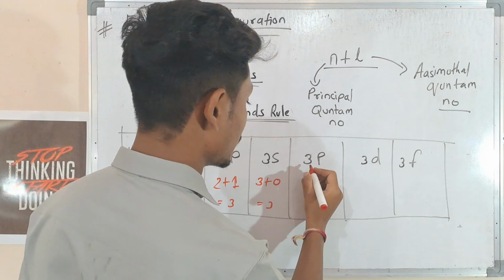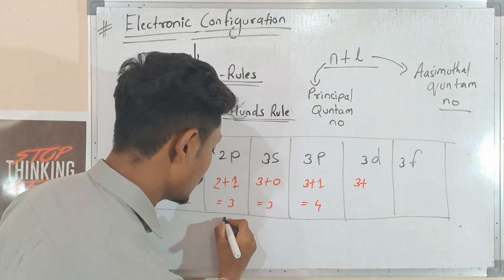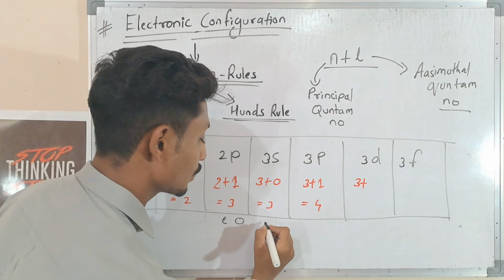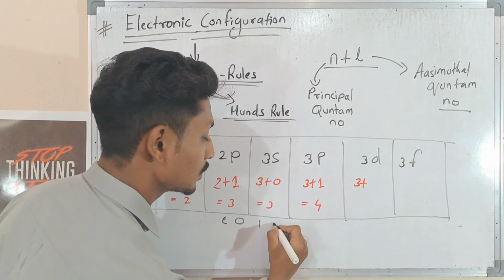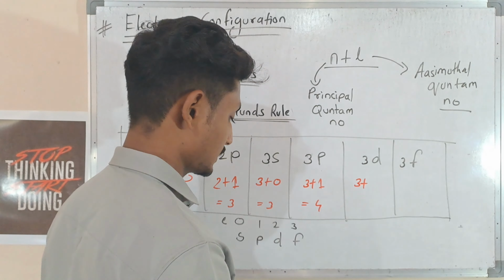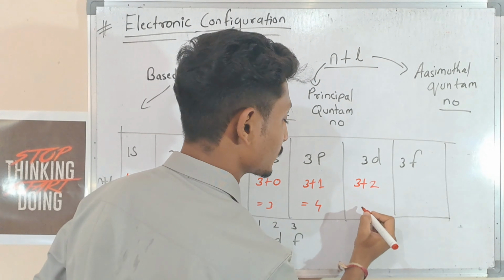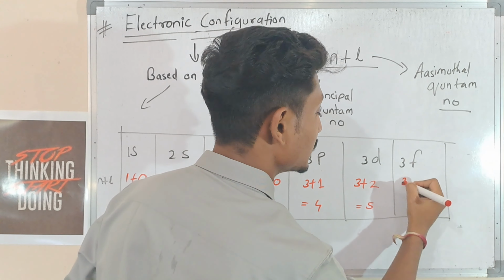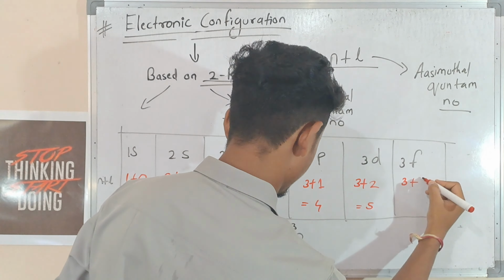3d is 3 plus d. You have to learn that l equals 0, 1, 2, 3, and so on for s, p, d, f. So d has azimuthal quantum number 2, and our answer is 5, and for 3f our answer is 6. This is the increasing order of energy by which we can write the electronic configuration.